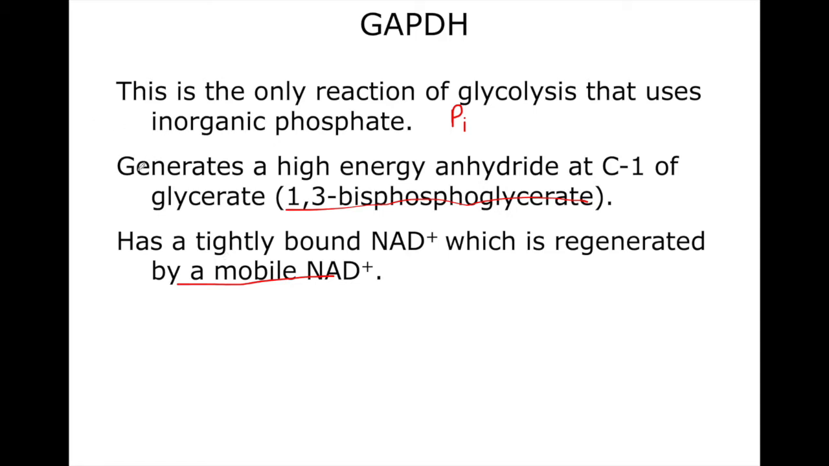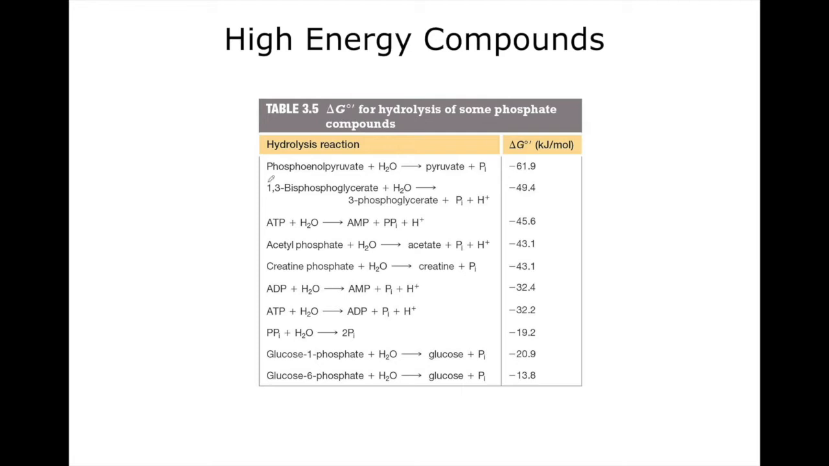Okay, so let me get to this high energy compound. If you recall, we've looked at this table in the past. The hydrolysis of ATP releases 32 kilojoules per mole. And here, look at this 1,3-bisphosphoglycerate, the product of this reaction. When it is hydrolyzed, which occurs in the next step, as we'll see, it releases 49.4 kilojoules. So this 1,3-bisphosphoglycerate is a very, very high energy compound, and therefore that energy of hydrolysis can be coupled to make ATP, and we'll look at that in the next step.